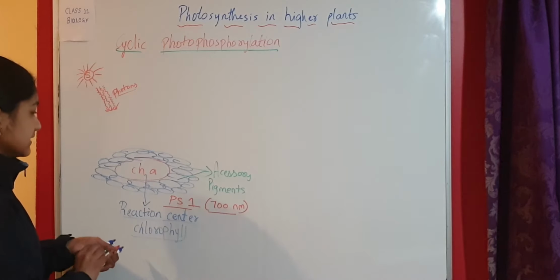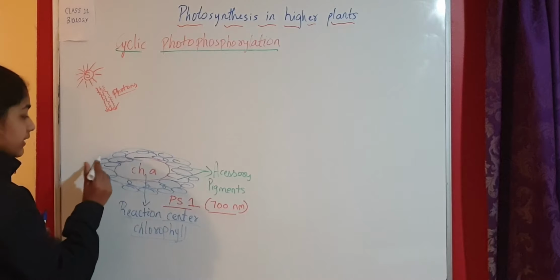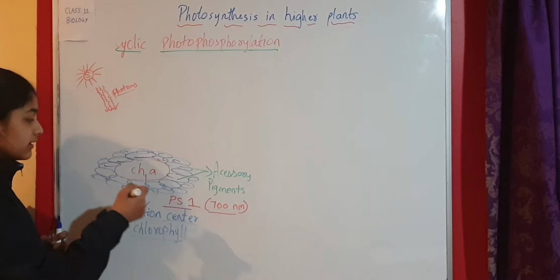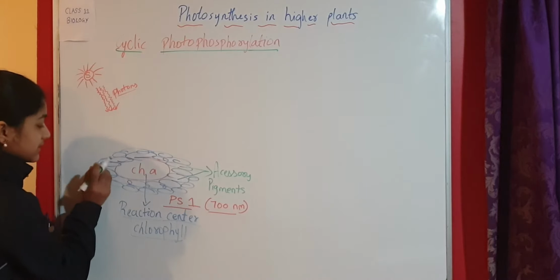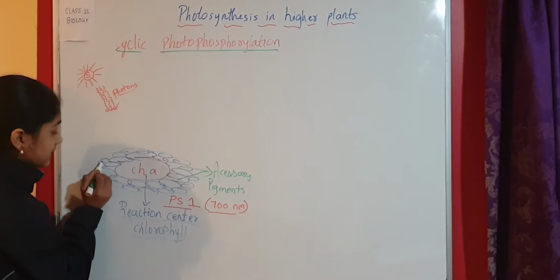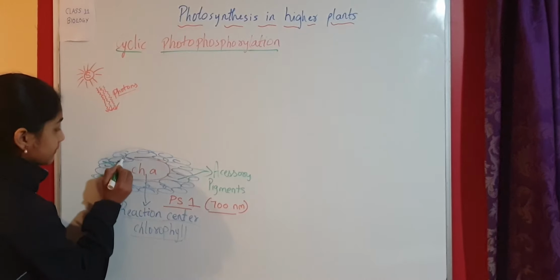Then what happens is the photons fall on the outer surface. They fall on the outer pigments which are present on the outer side. So for example, it fell on this pigment here. This pigment is going to transfer or pass on the energy to the inner one, like that.